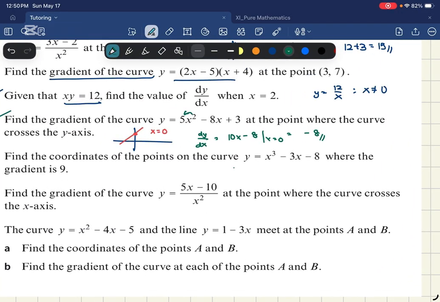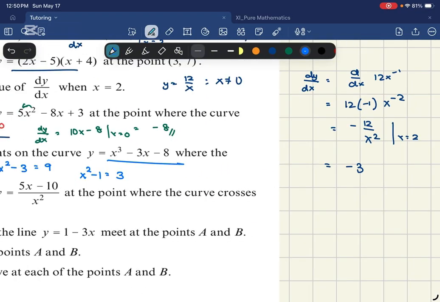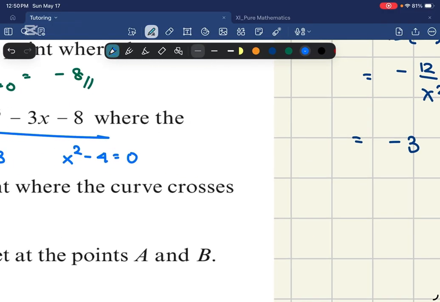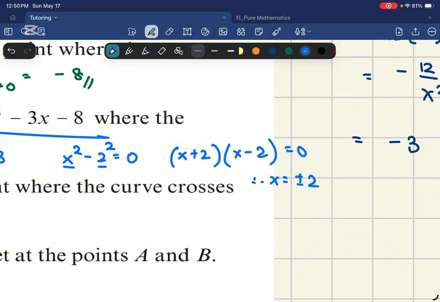Find the coordinates of the points on the curve where the gradient is 9. All right. So you are given dy by dx is equal to 9. So you differentiate this, you get 3x squared minus 3 minus 0 is equal to 9. If you divide by 3 on both sides, you get x squared minus 1 is equal to 3. So I just divided by 3 on both sides. You get x squared minus 4 is equal to 0. And remember, 4 is just 2 squared. So you can write a squared minus b squared is a plus b, a minus b. So therefore, you can see that x is going to be plus or minus 2.